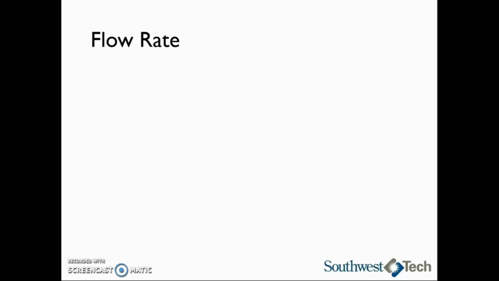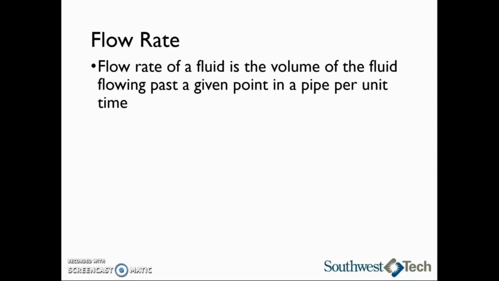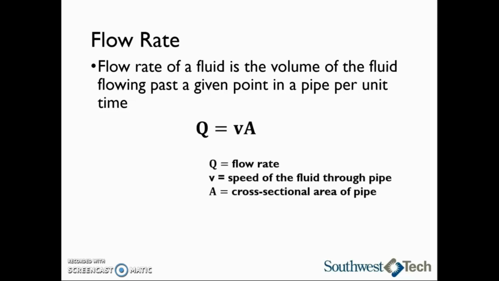When we are talking about fluid flow, we are going to assume it is streamlined so we can calculate the flow rate. The flow rate of a fluid is the volume of the fluid flowing past a given point in a pipe or tube per unit time. To find the flow rate, represented by a capital Q, we will take v, the speed of the fluid through the pipe, and multiply by capital A, the cross-sectional area of the pipe.